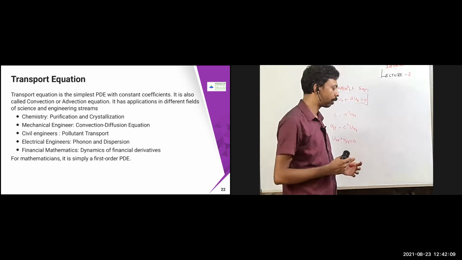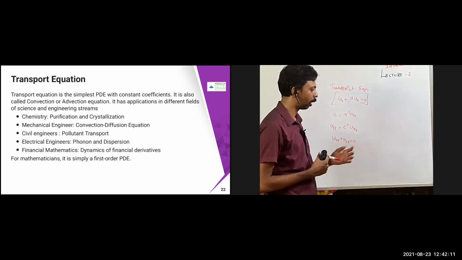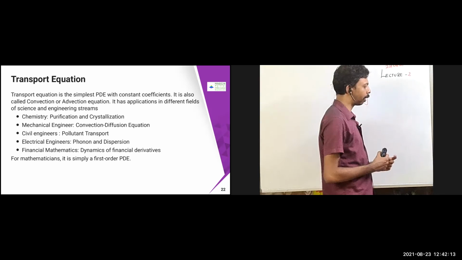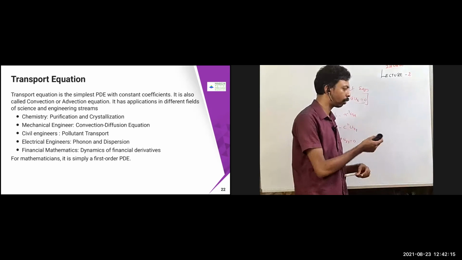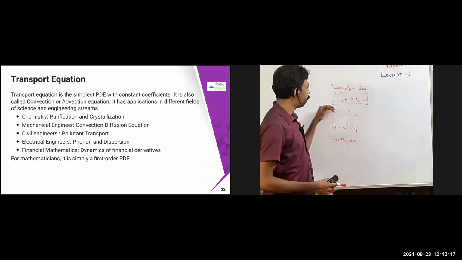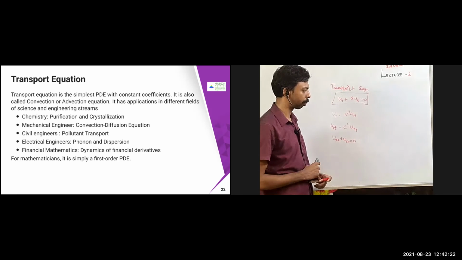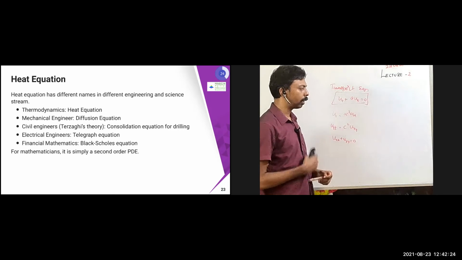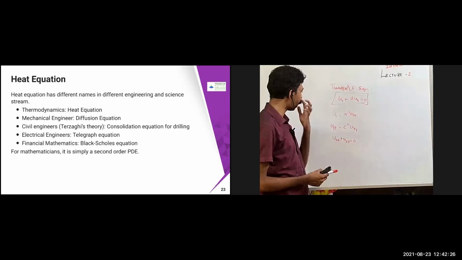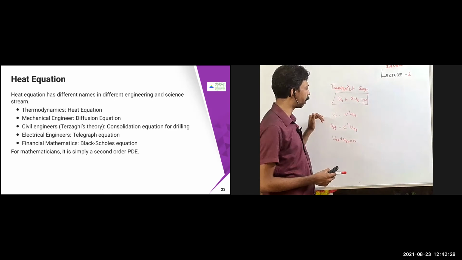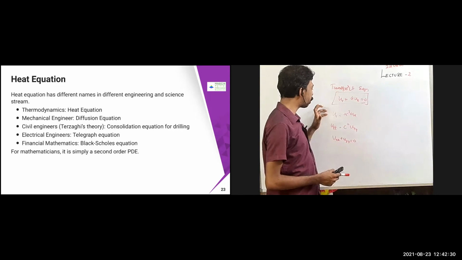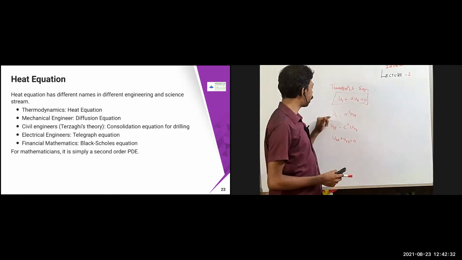Electrical engineers use it for Poisson and dispersion equations. In financial mathematics, the dynamics of financial derivatives can be modeled in this way. For a mathematician, it is simply a first order PDE. Then the heat equation again has different names in different engineering and science streams. In thermodynamics, it is called the heat equation. For mechanical engineers, it is called the diffusion equation.